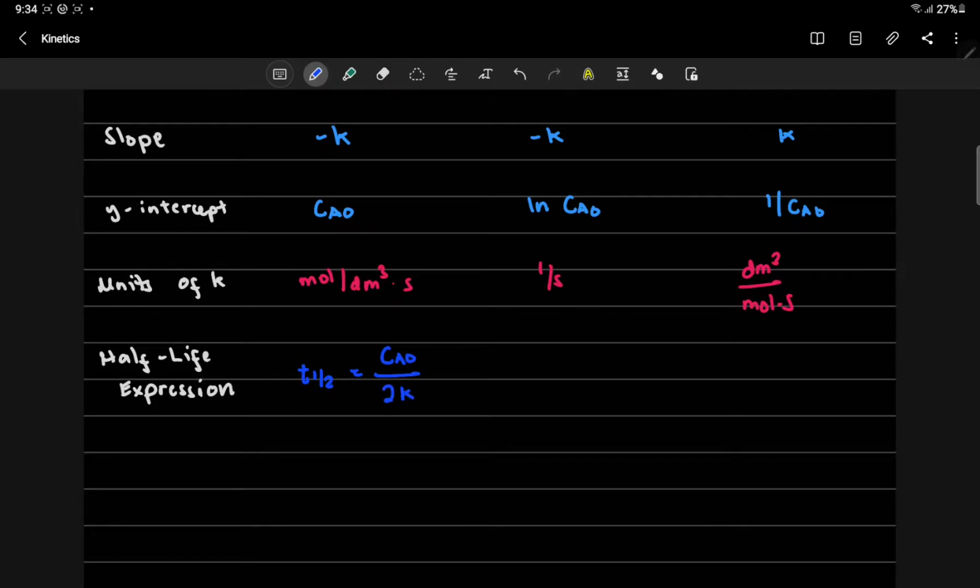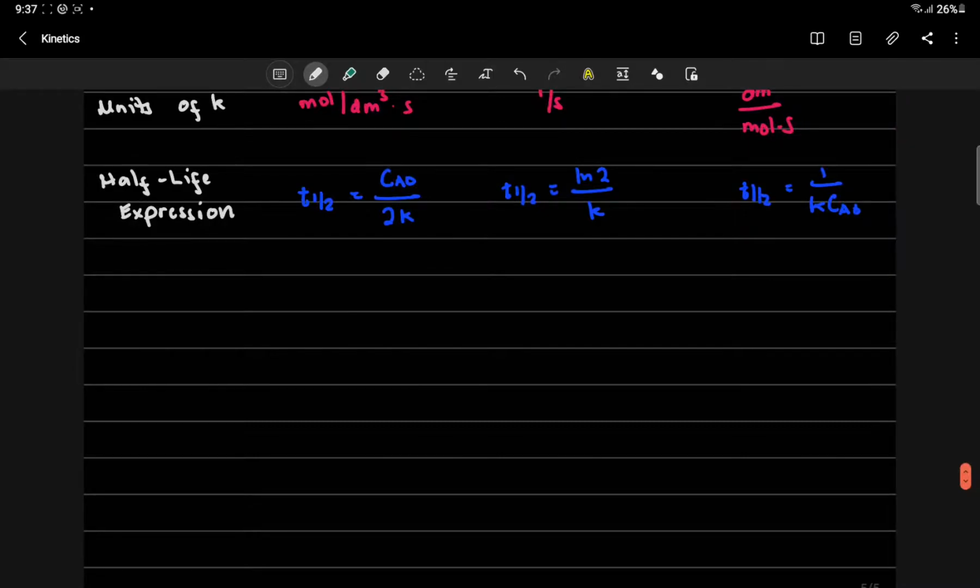Now, for the first order reaction, and usually, let's say, radioactive decay and many other processes follow first order reaction, so you will use this expression: ln of 2 divided by K. And lastly, for a second order reaction, that would be equal to 1 over K times the initial concentration.